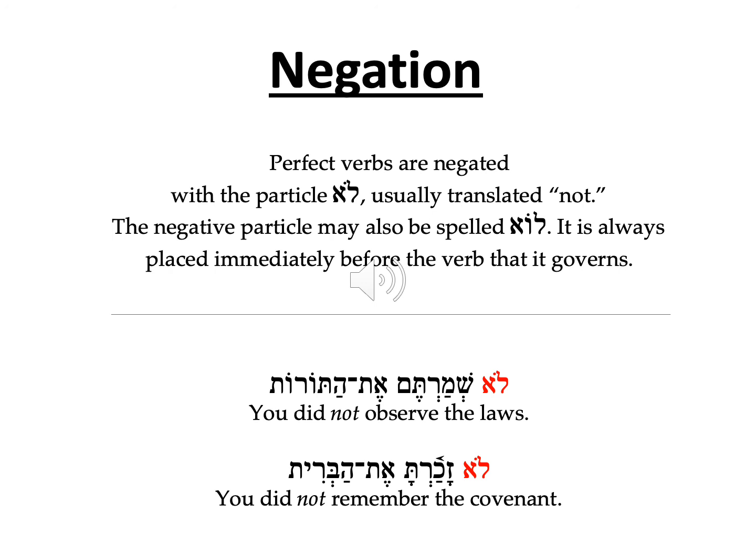Perfect verbs are negated with the particle lo, usually meaning not or no. It sometimes may also be spelled completely with a holem vav. Not all verbs will take the same negation, so in many cases the negation is actually an indication of what type of verb you are looking at.